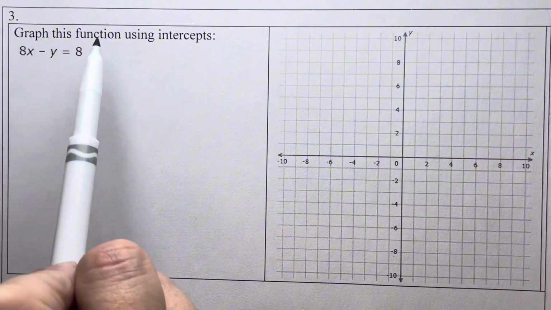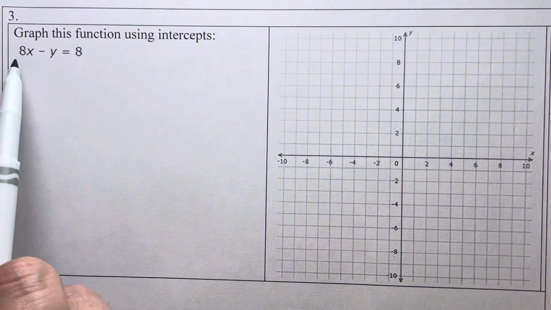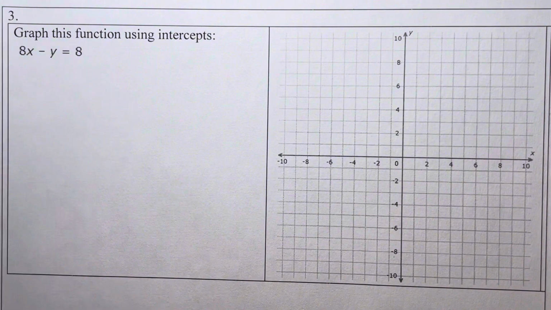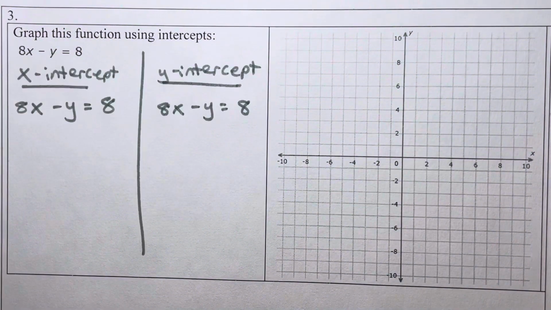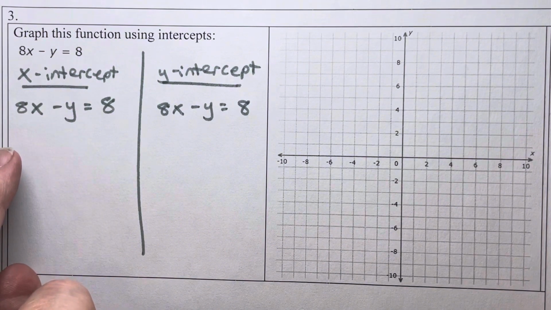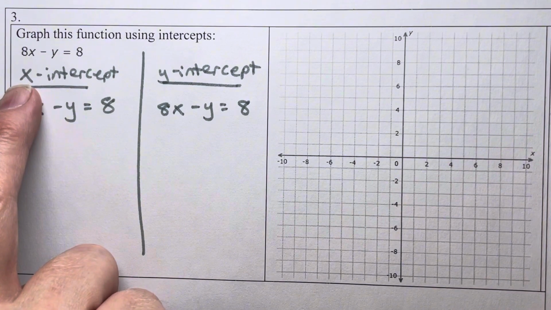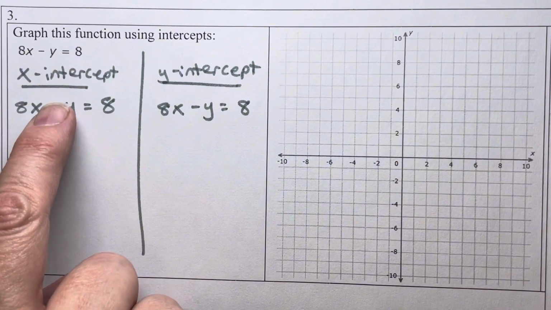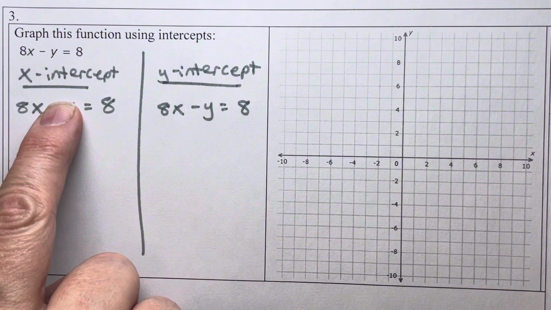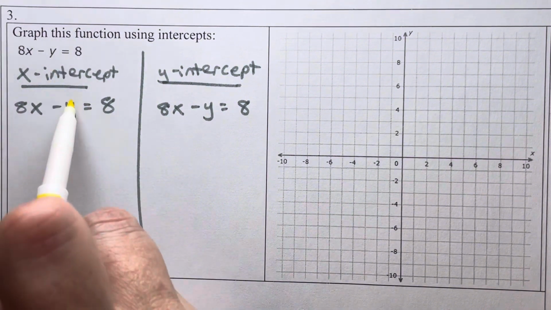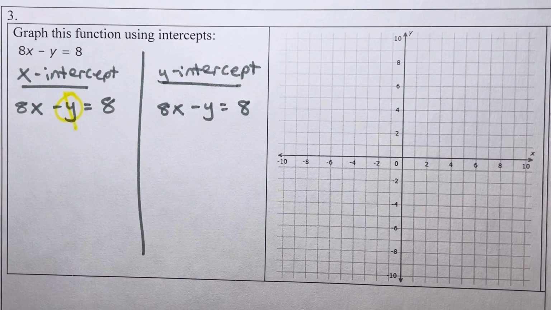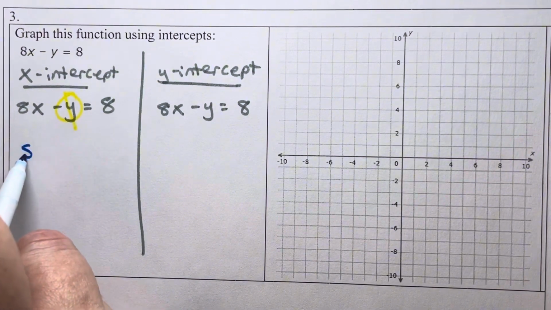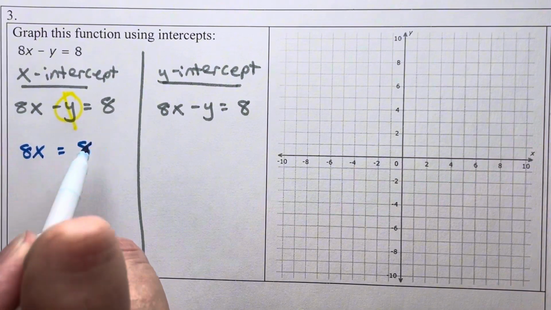Example 3. We're going to graph this function using its intercepts where 8x minus y is equal to 8. Let's start this process by solving for our x-intercept. We know that we need to cover up the variable that we don't need. Since I'm looking for the x, then I don't need the y. So we cover that up with our handy-dandy finger that God made for us, or we mark it out. And then step 2, we rewrite our tiny equation of 8x equals 8.